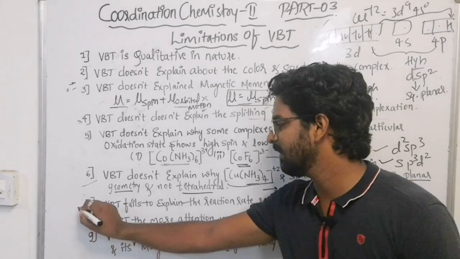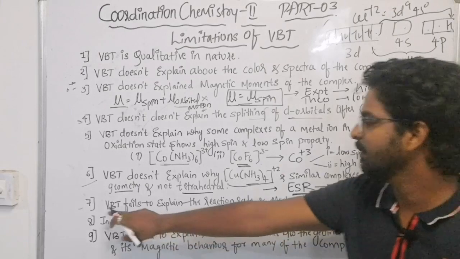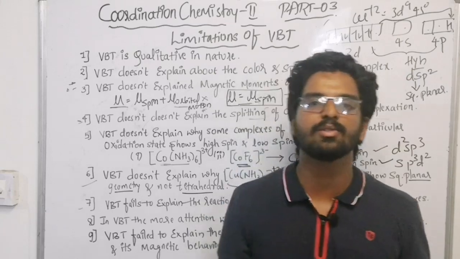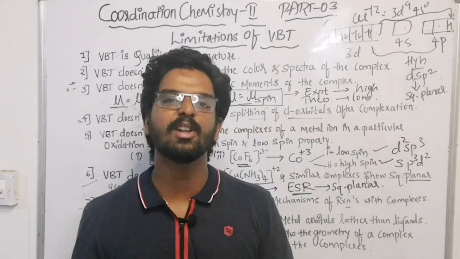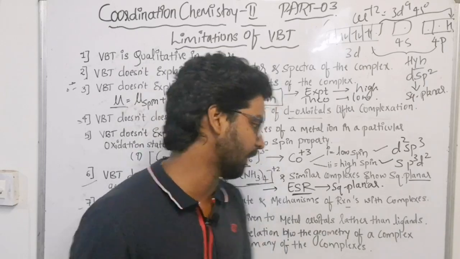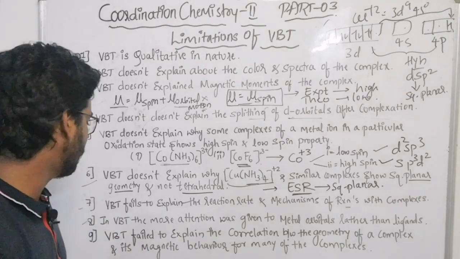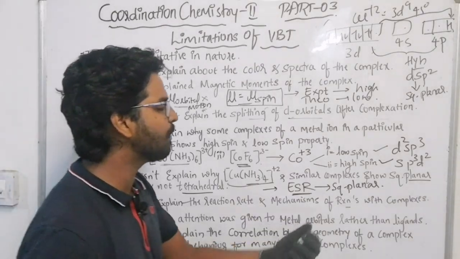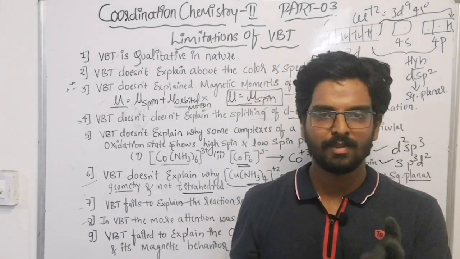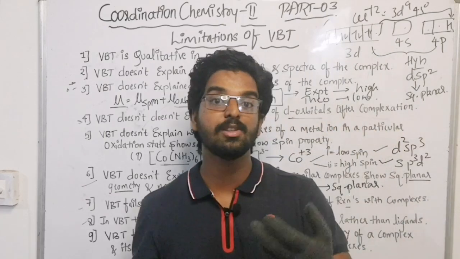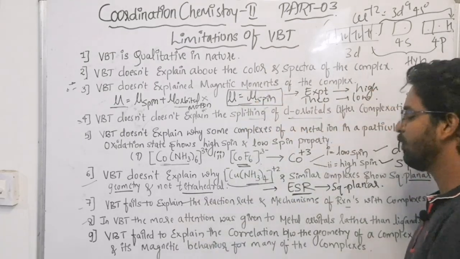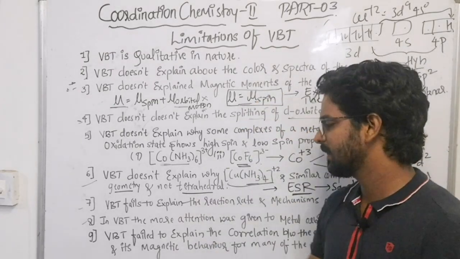And the seventh limitation, not the postulate, it's a limitation. The seventh limitation is that VBT fails to explain the reaction rate and mechanism of the reaction with the complexes. It never explains the rate of the reaction, or the mechanism by which the reactions are undergoing with the complex. In the same way, the eighth limitation is that in VBT more attention was given to metal orbitals rather than ligands. We have discussed that earlier itself. VBT never explains the type of ligand or the orbitals of the ligand. It only explains the metal and metal orbitals. So more attention was given to the metal orbitals rather than the ligands.